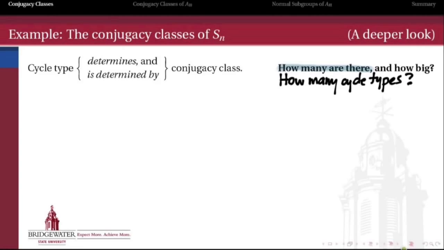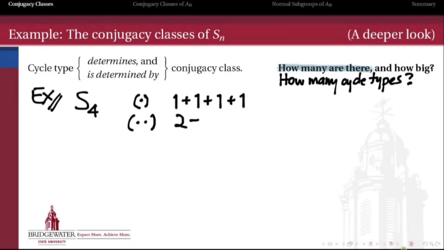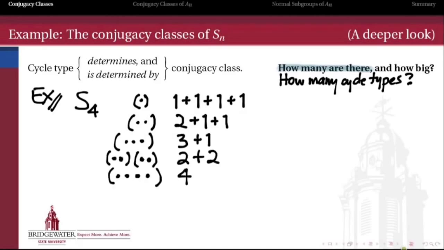Well, since cycle type determines and is determined by conjugacy class, the number of conjugacy classes is the same as the number of cycle types. And for example, in S4, the cycle types that were possible were 1 plus 1 plus 1 plus 1, 2 plus 1 plus 1, 3 plus 1, 2 plus 2, and 4. So there are 5 possible different cycle types in S4.